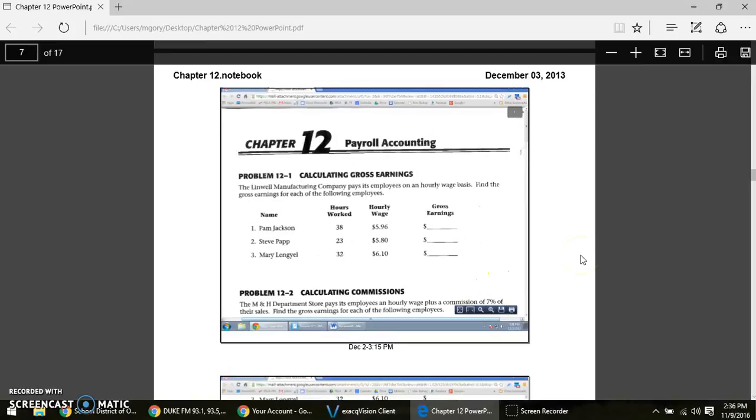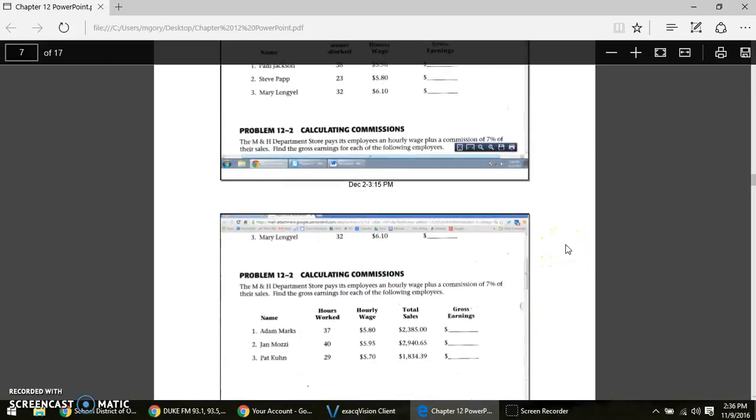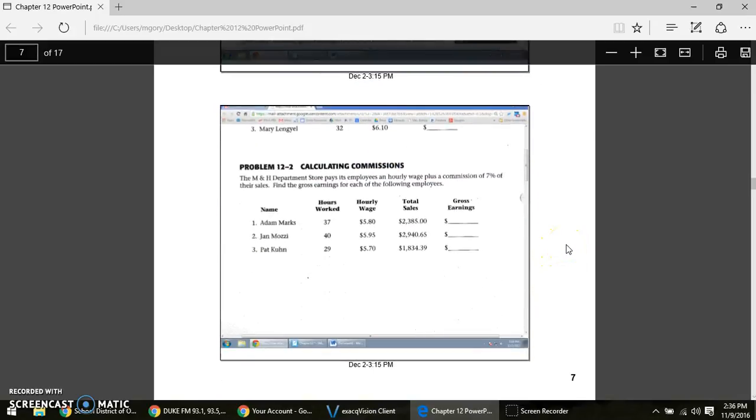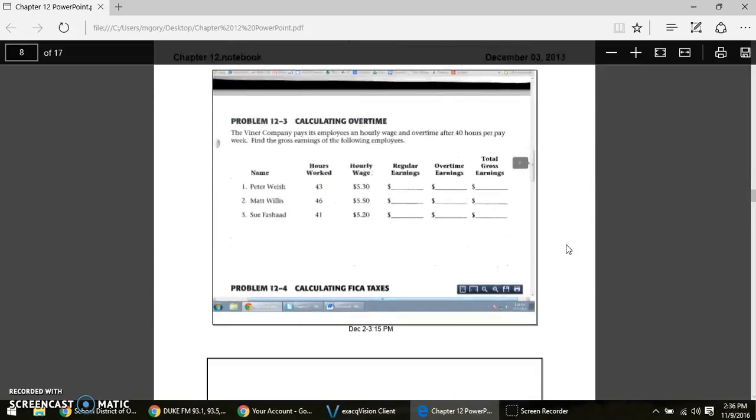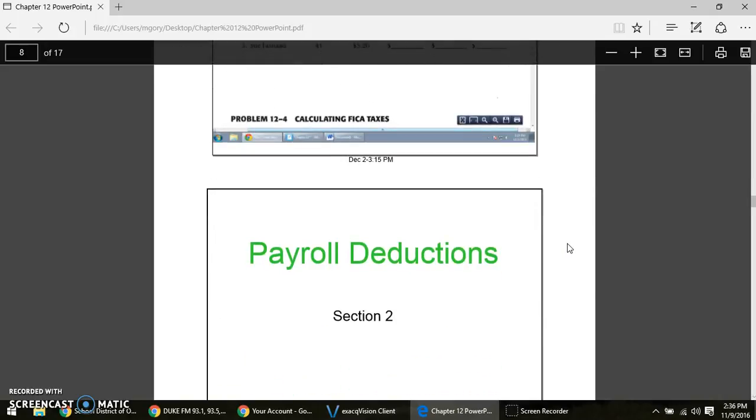Now, taking a look at these, these are examples of the demonstration problems. You can take a look at these and begin calculating them. We will be going over them in class. So here is one for calculating gross earnings. 12.2 is calculating out commission. 12.3 is calculating overtime.